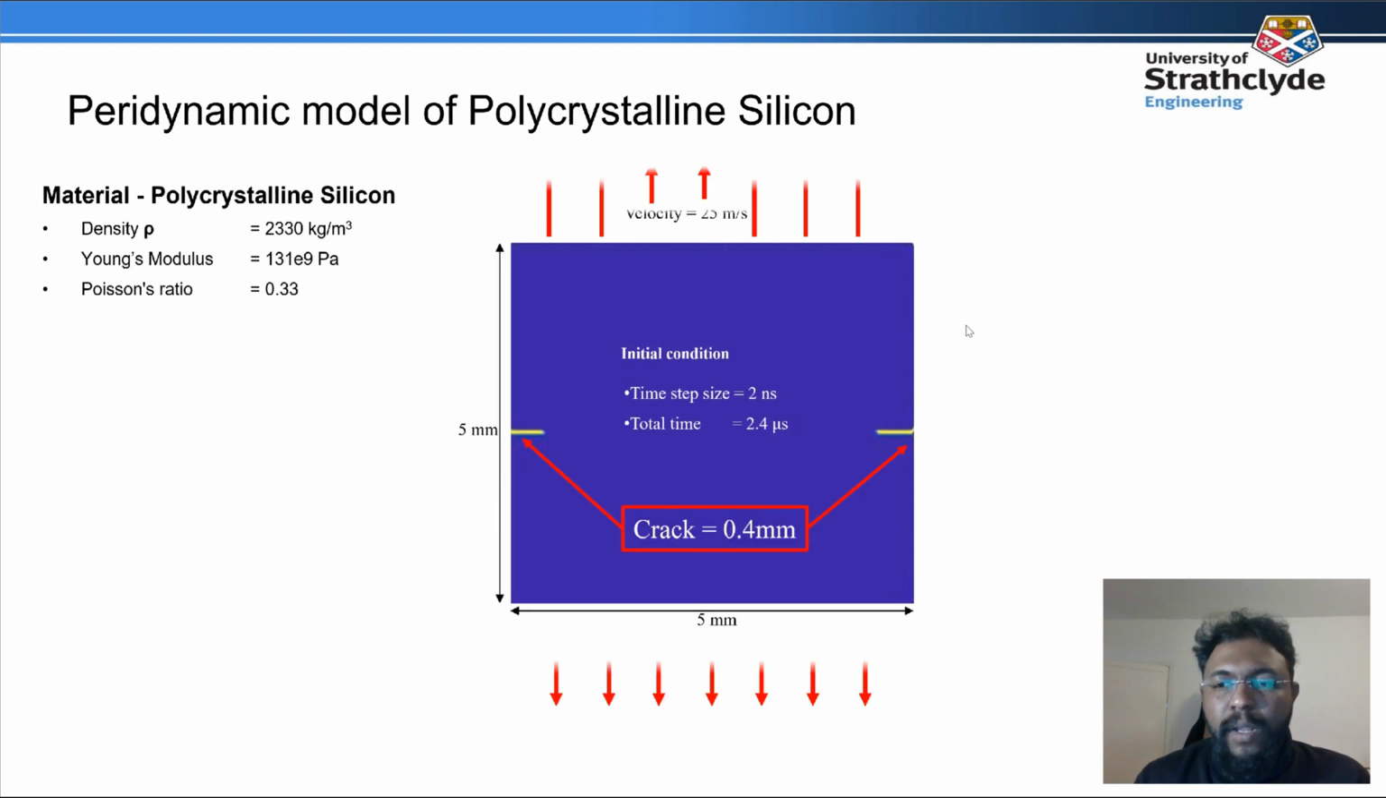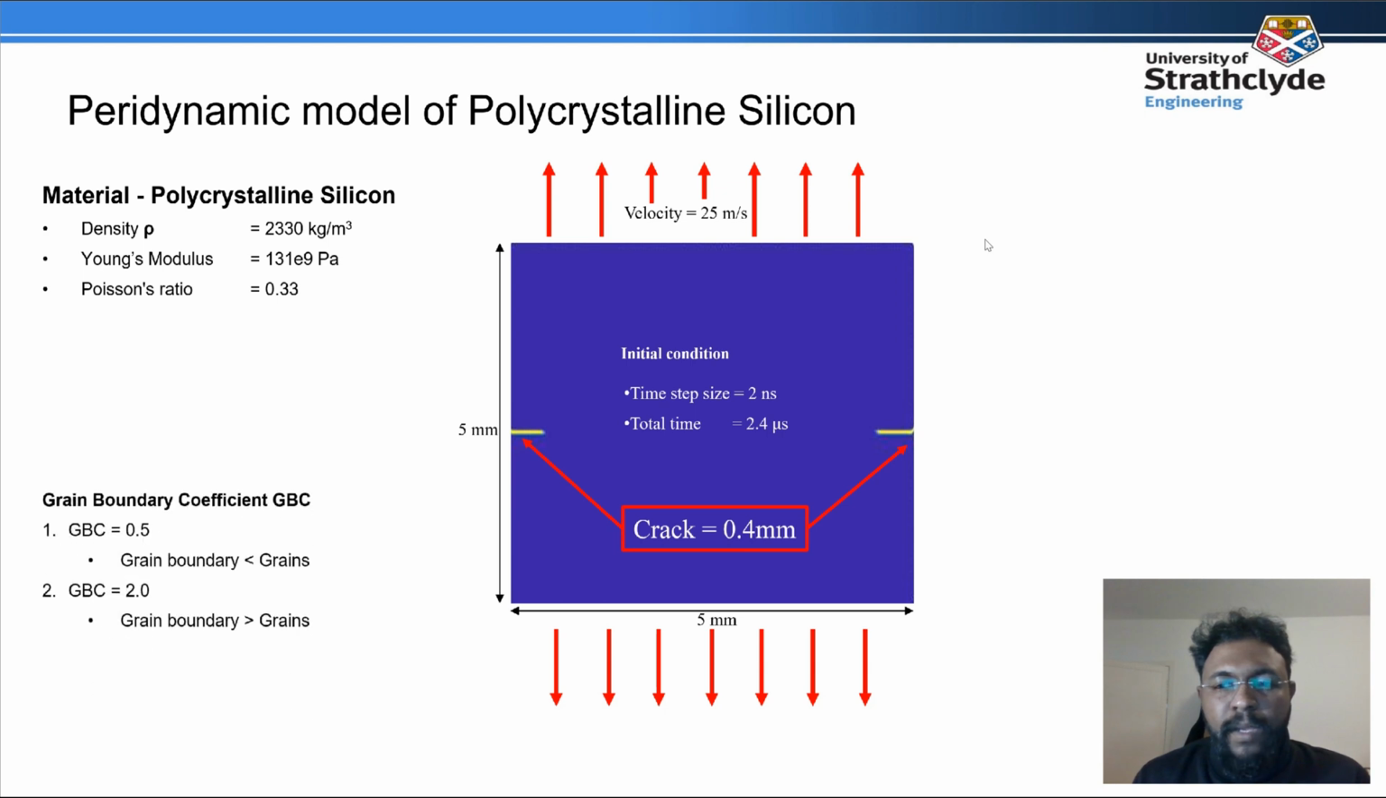Now let's consider a polycrystalline silicon of dimension 5 mm by 5 mm with two cracks of 0.4 mm on left and right edges. It is subjected to a tensile load of 25 meters per second velocity at top and bottom. Here two grain boundary coefficients are considered.